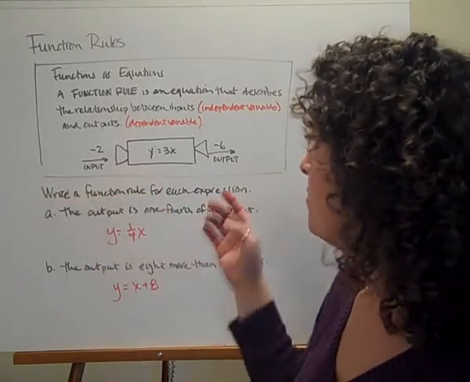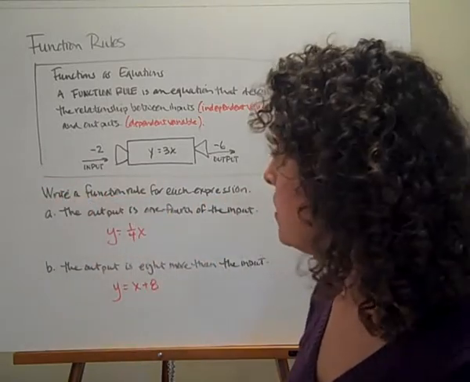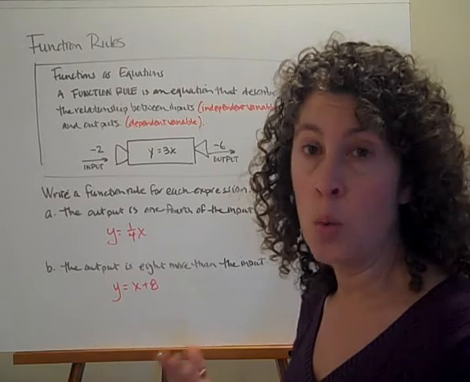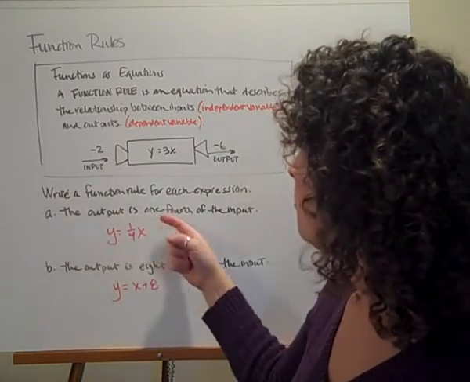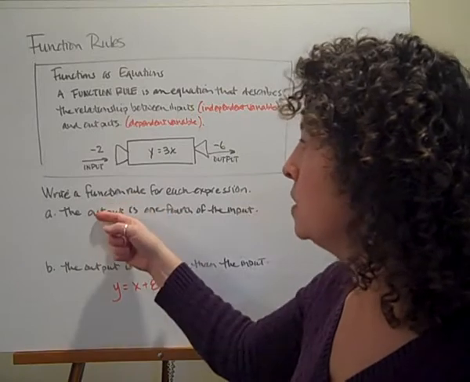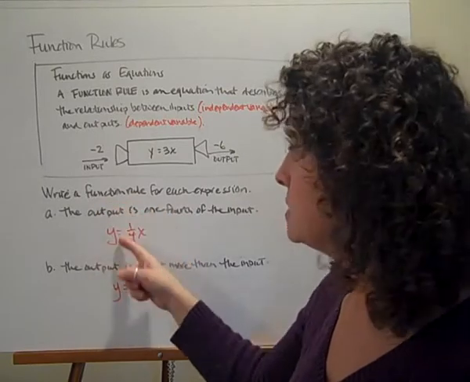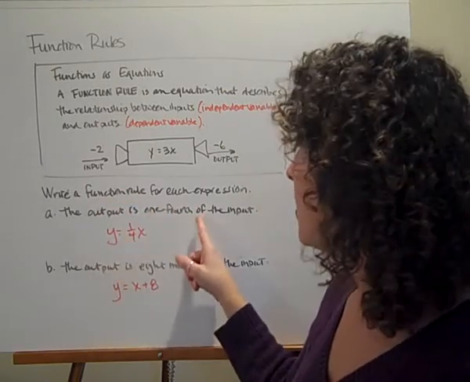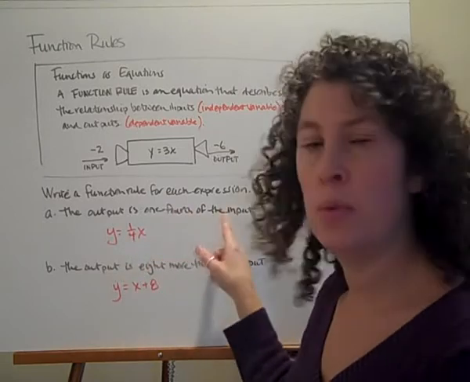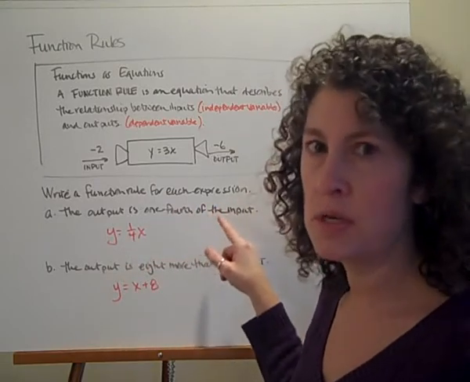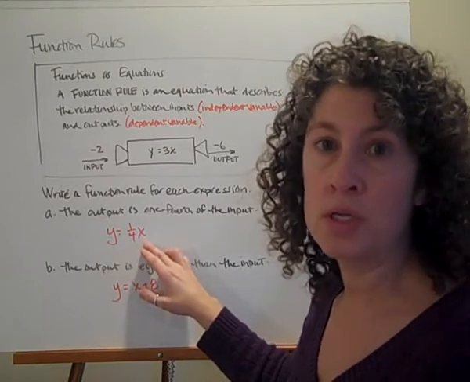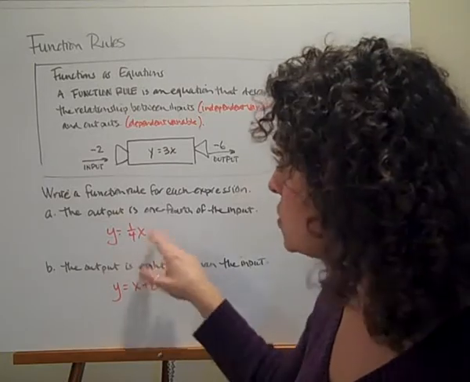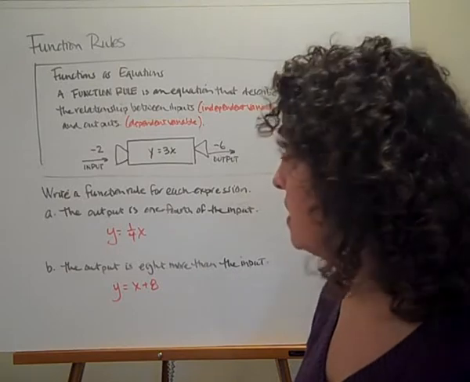So we're going to be asked to write a function rule for each expression. Remember, we can talk about a function rule as writing it in words. So here are some functions in words. The output is 1/4 of the input. So the output is our y, there's our equal sign, 1/4 of the input. We're going to be multiplying there. That "of" typically tells us we're going to be multiplying something. 1/4 of the input. The input is our x value. So there's our equation to represent that function.